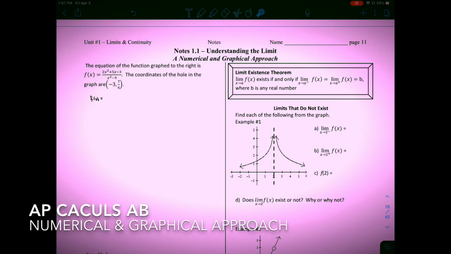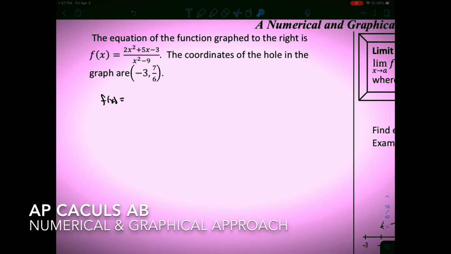This is AP Calculus AB. We're doing Notes, Section 1.1, Understanding a Limit, a Numerical and Graphical Approach.